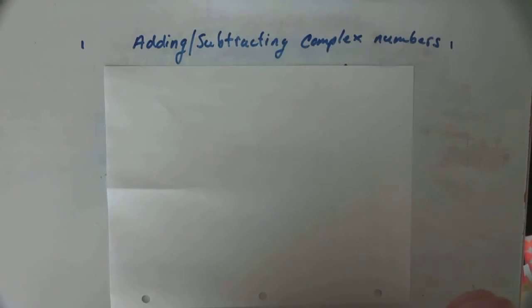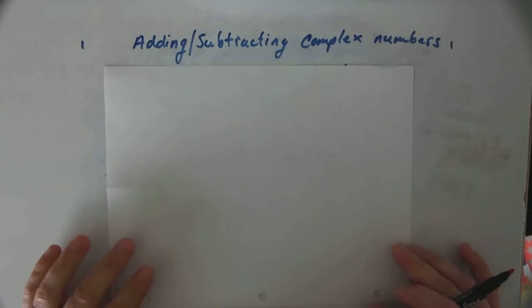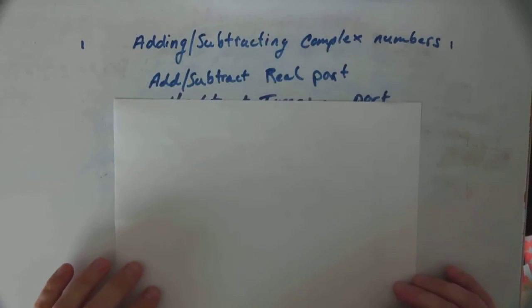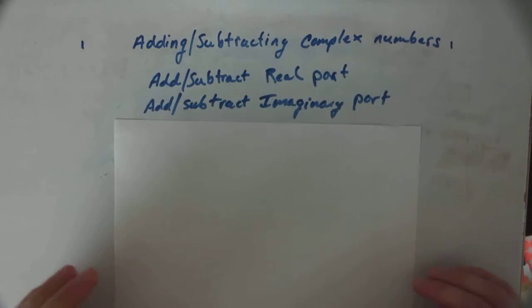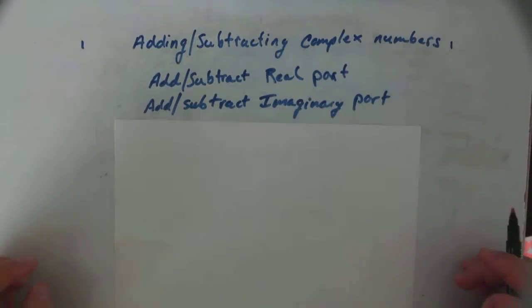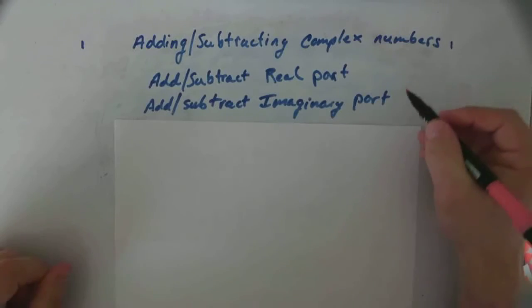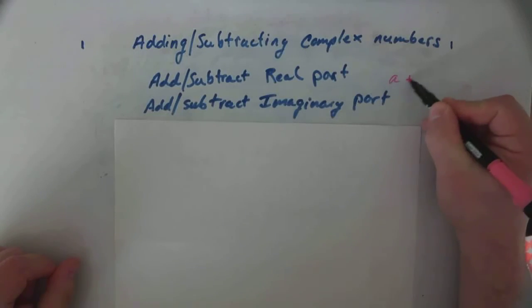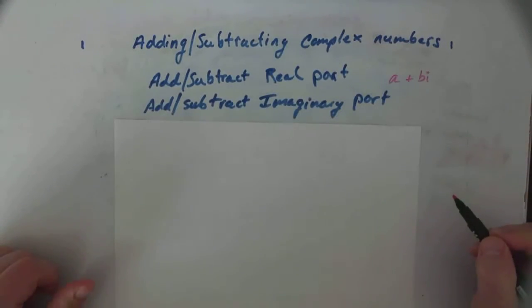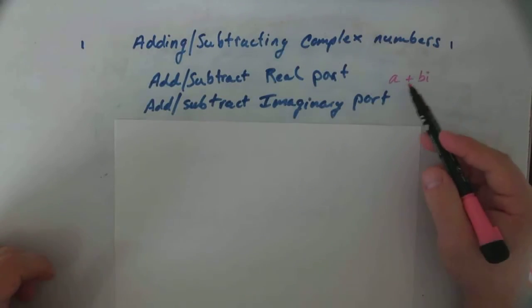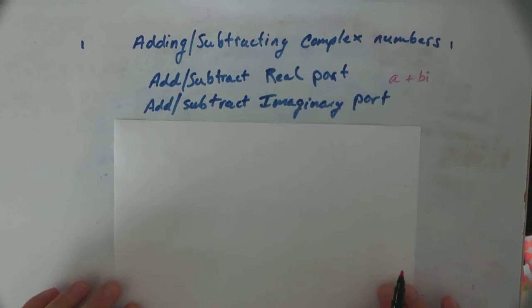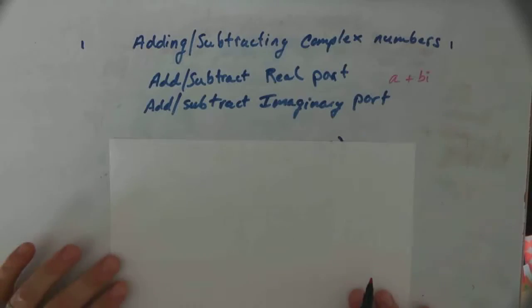So in this video, we're going to be adding and subtracting complex numbers. To add and subtract complex numbers, it's real simple. You just add or subtract the real parts, and then you add or subtract the imaginary parts, and that will result in an answer that, again, is a complex number in the form a plus bi. So let's look at an example or two of that.